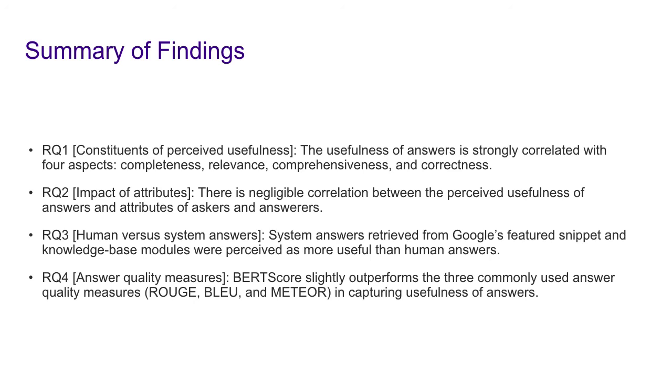Third, the system answers retrieved from Google's featured snippet and knowledge base modules were perceived as more useful than human answers. Fourth, BERTScore slightly outperforms the three commonly used answer quality measures, Rouge, BLEU, and METEOR, in capturing usefulness of answers.